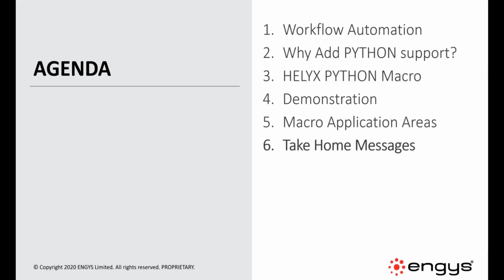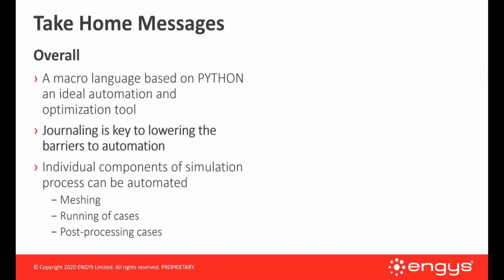All right, so let me leave you with a few take-home messages. Overall, a macro language based on Python is really an ideal automation and optimization tool. It's very well known, it's very easy to learn. Journaling is key to lowering the barriers to automation. If we just had an API, that would be great, but it's not enough. You need something that has journaling. Individual components or the entire process could be automated, meshing, running, post-processing, all of that.